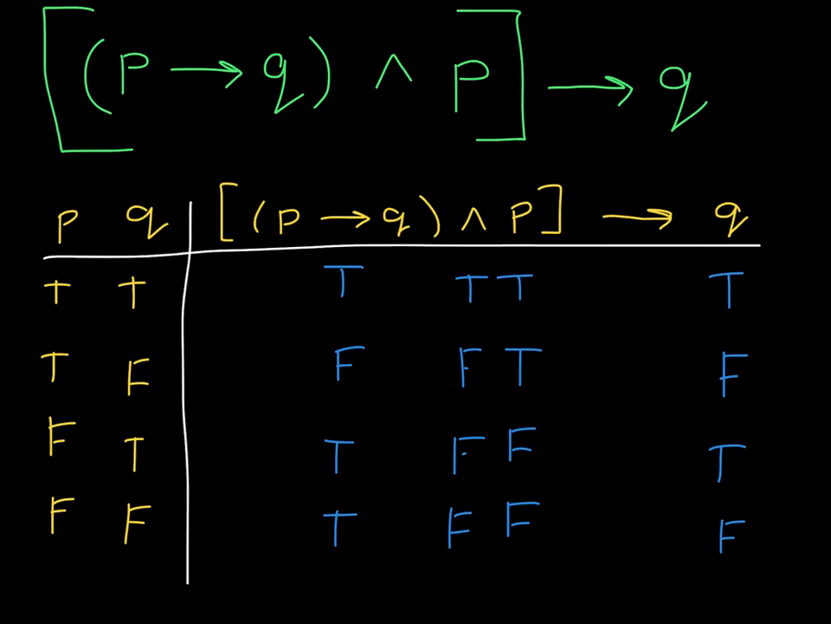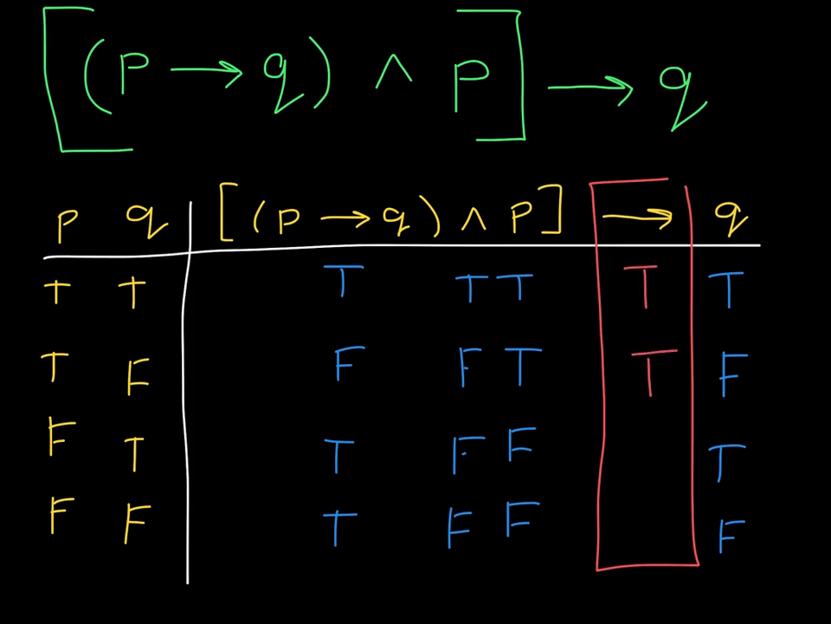All right. Now I'm looking at this conjunction, like this column, and this column here. Remember, this is a conditional statement, and this is going to be my answer column, all right? So this is a conditional statement, so it's true for every single case, except for when the antecedent is true and the consequent is false. All right, so let's go for it. This is going to be true, true, true, true.